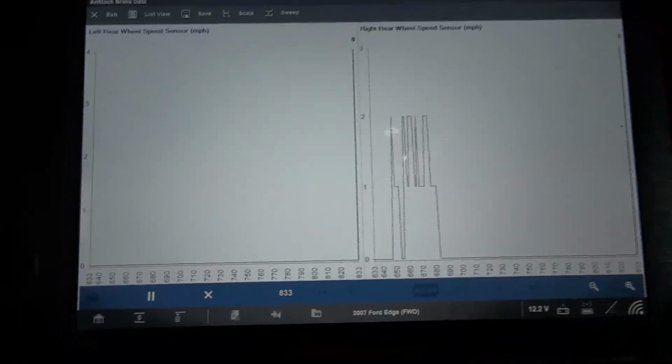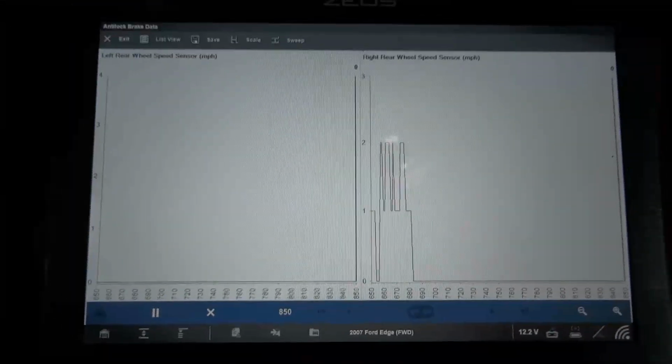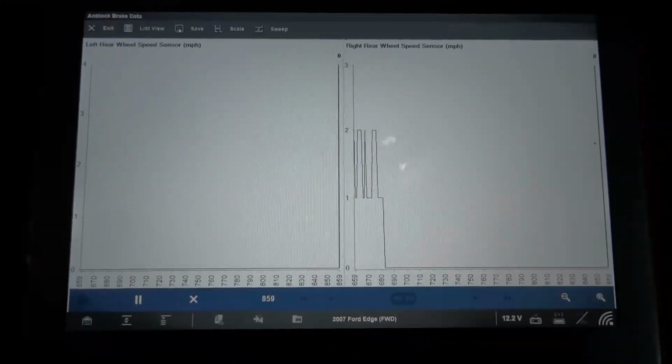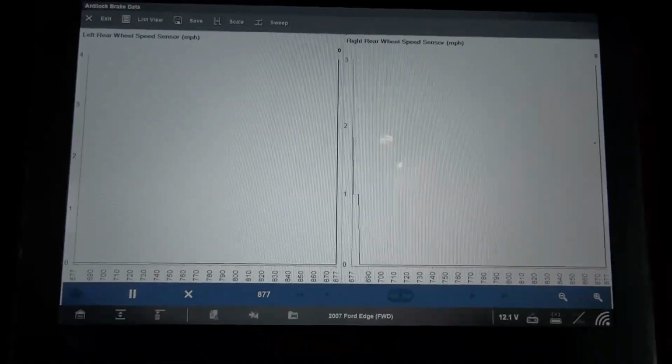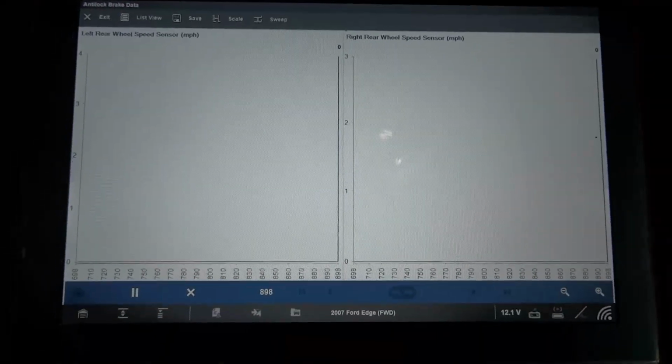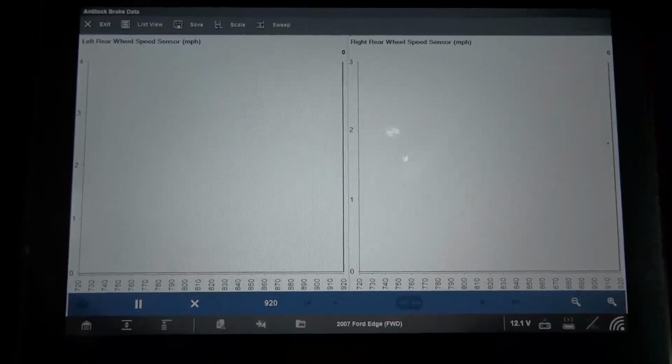Now what could it be? Is it a wiring problem? Is it a sensor problem? Is it a bearing problem? That's what we're going to find out next. So now I'm going to tell you what we're going to do next, so we can find out if it's a sensor issue or a wiring issue or possibly a bearing issue. So now let's look at the sensor wiring.